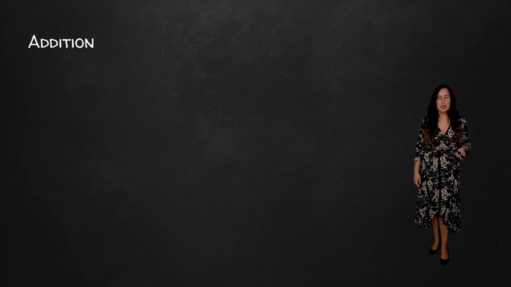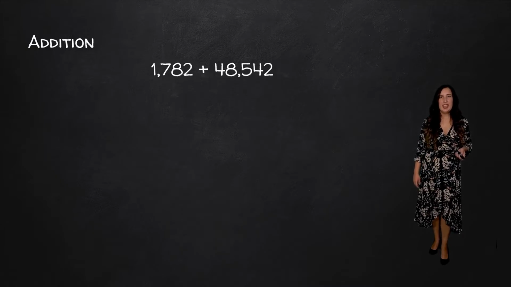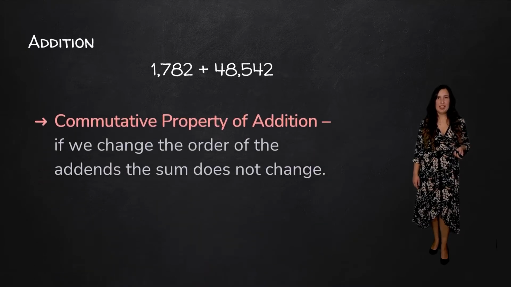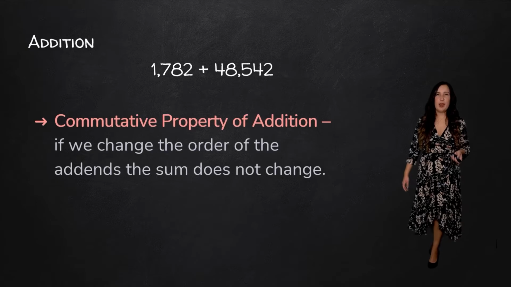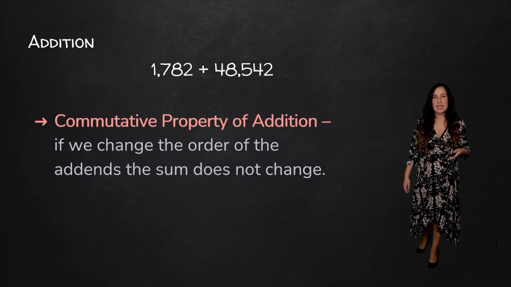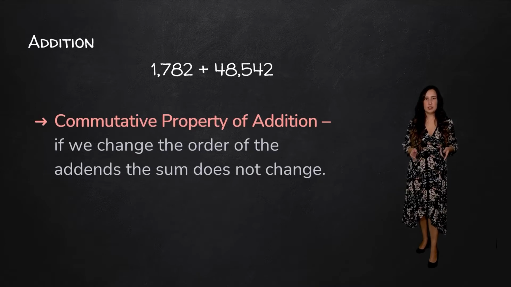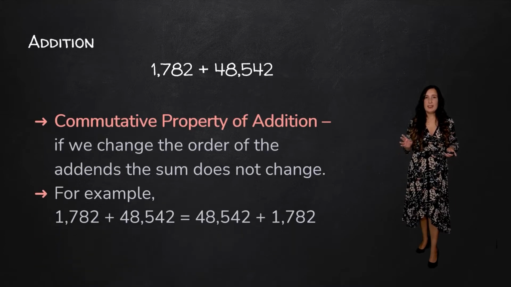All right, so let's talk a little bit more about addition. And here I have an example, 1,782 plus 48,542. And let's talk about the commutative property of addition. So what that means is if we change the order of the addends, the sum does not change. So if we switch these two numbers in addition only, don't think that it's for every operation, then the answer should be the same.